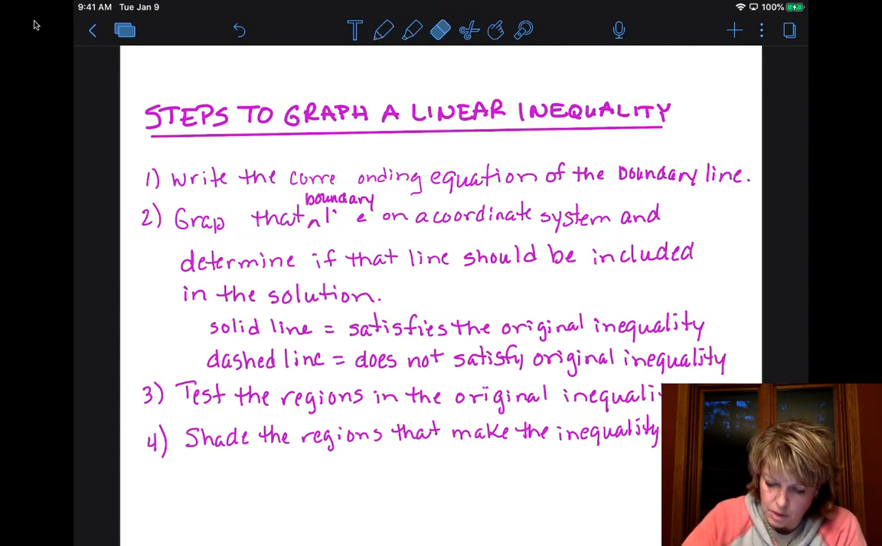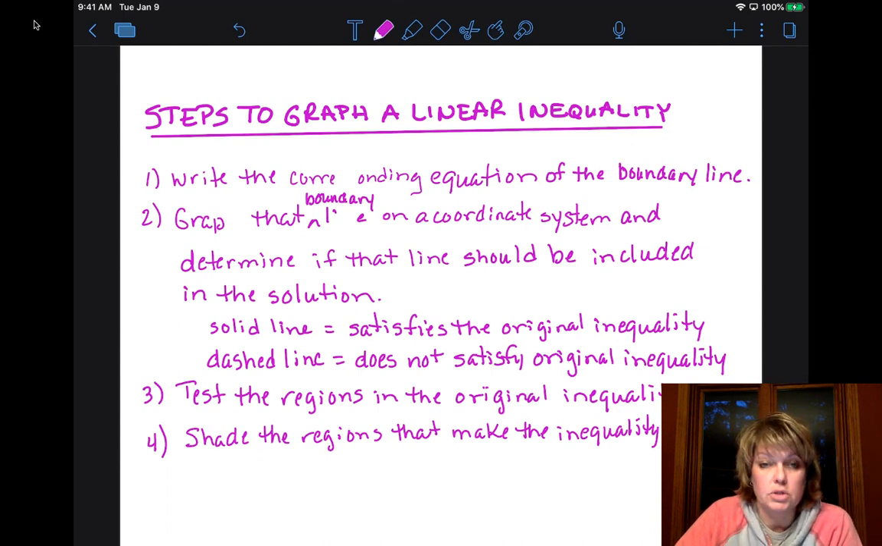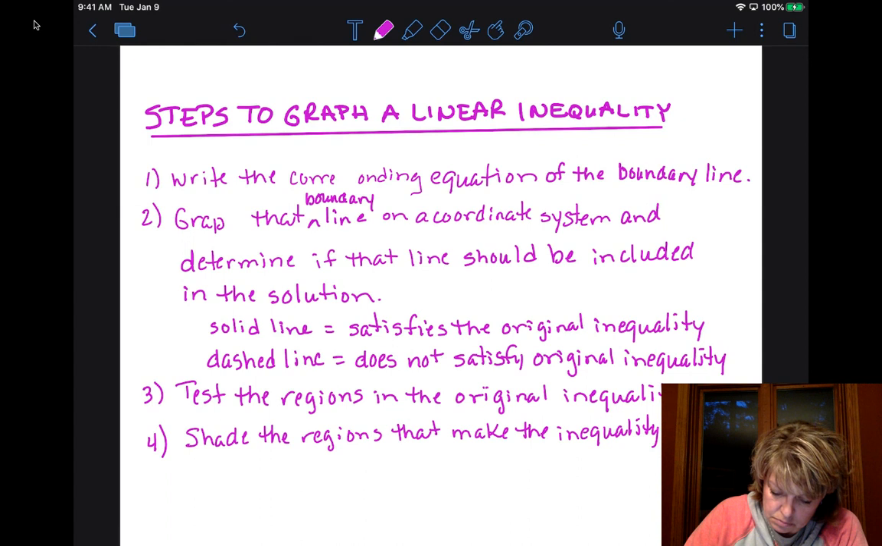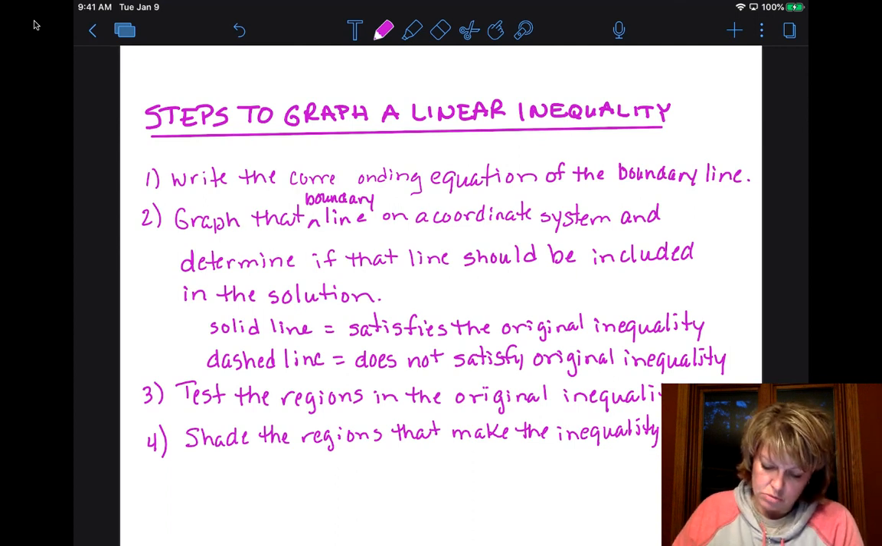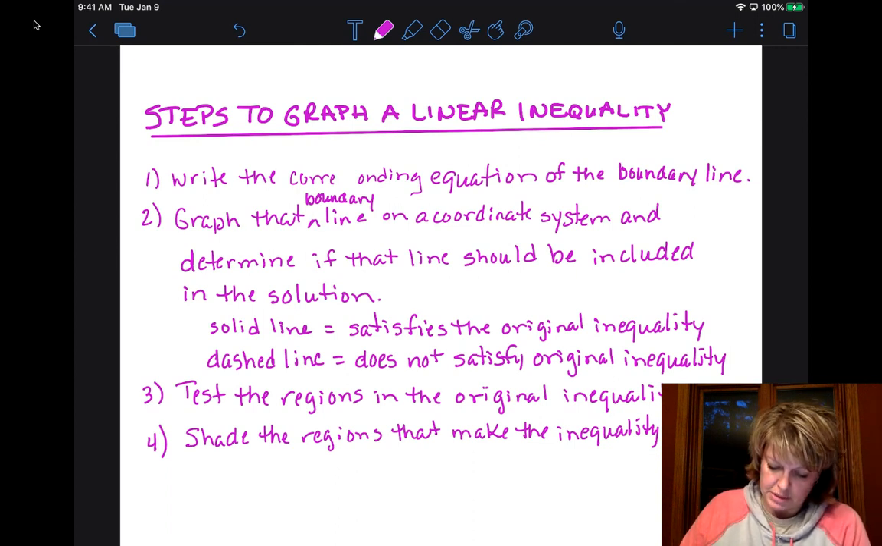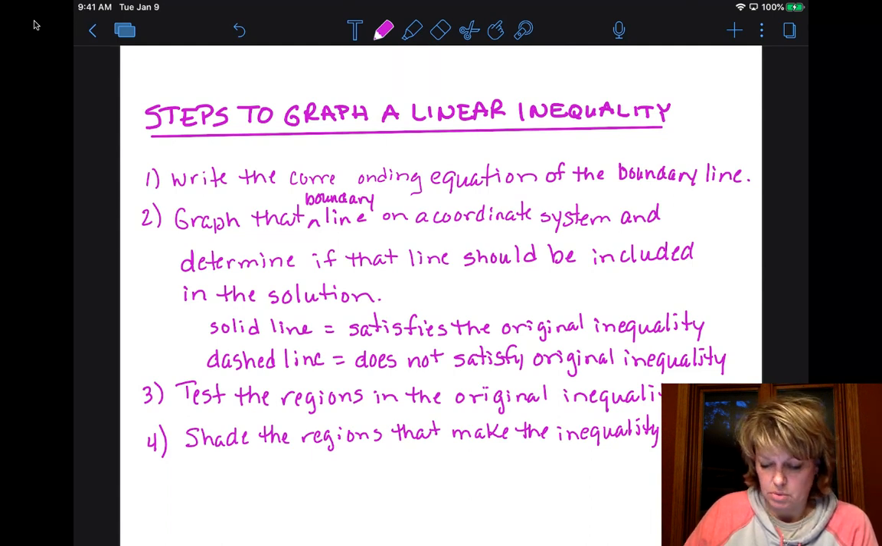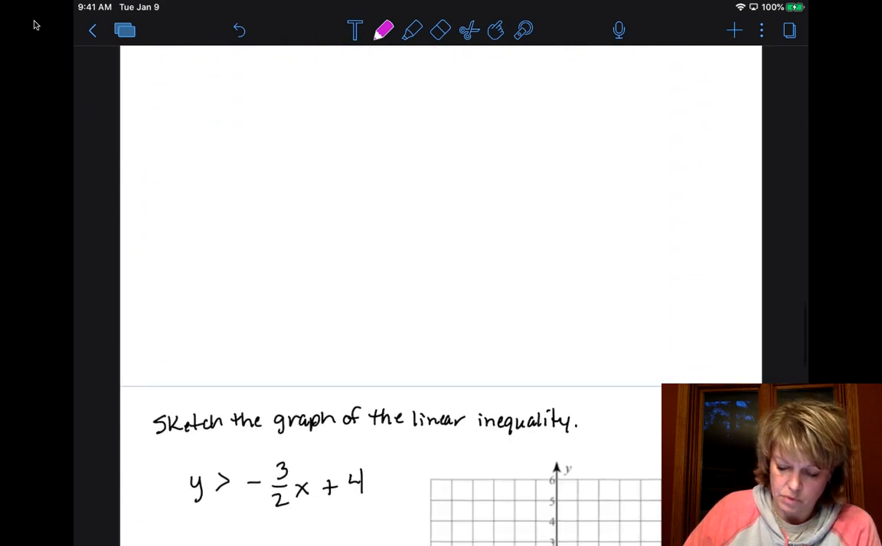There we go. Make that so we can read it. So again, the directions are very, very similar. If you want to copy these down somewhere, that'd be a great idea as well. Graph that boundary line, determine if it should be dashed or solid, test the regions, and then shade the regions. There are the directions we want to follow. Again, come back and watch this video again if you want to copy all that down.